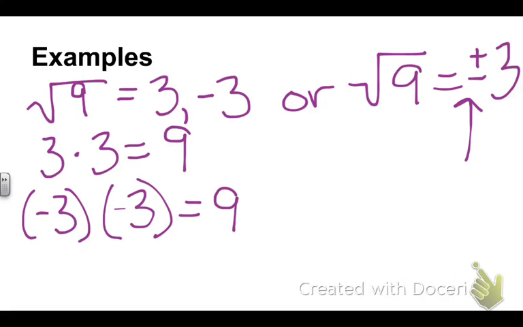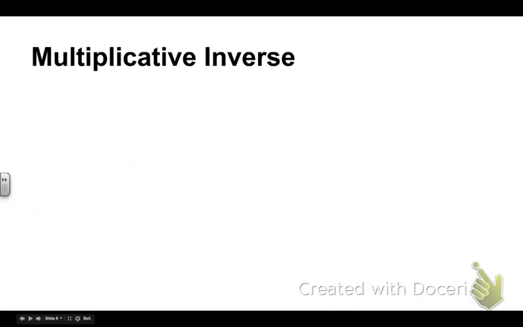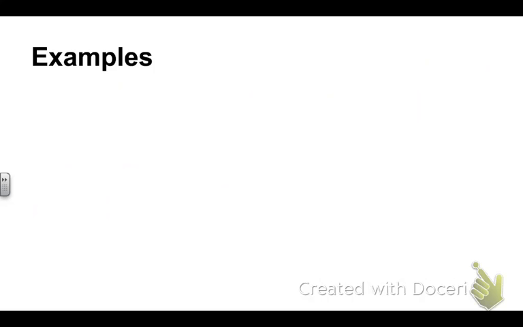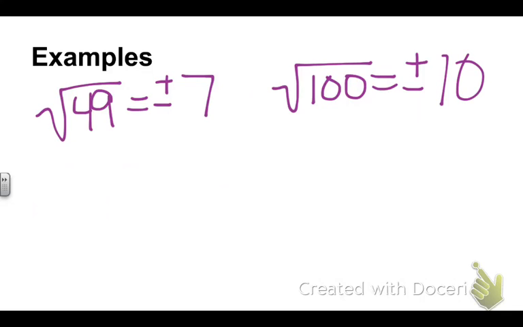All right, I'm going to go over a couple more examples here. Some basic examples. What's the square root of 49? It has two answers. Not only is it a positive answer, it's also a negative answer. It's going to be positive or negative 7. Square root of 100, same thing. It's going to give you a positive and a negative 10.